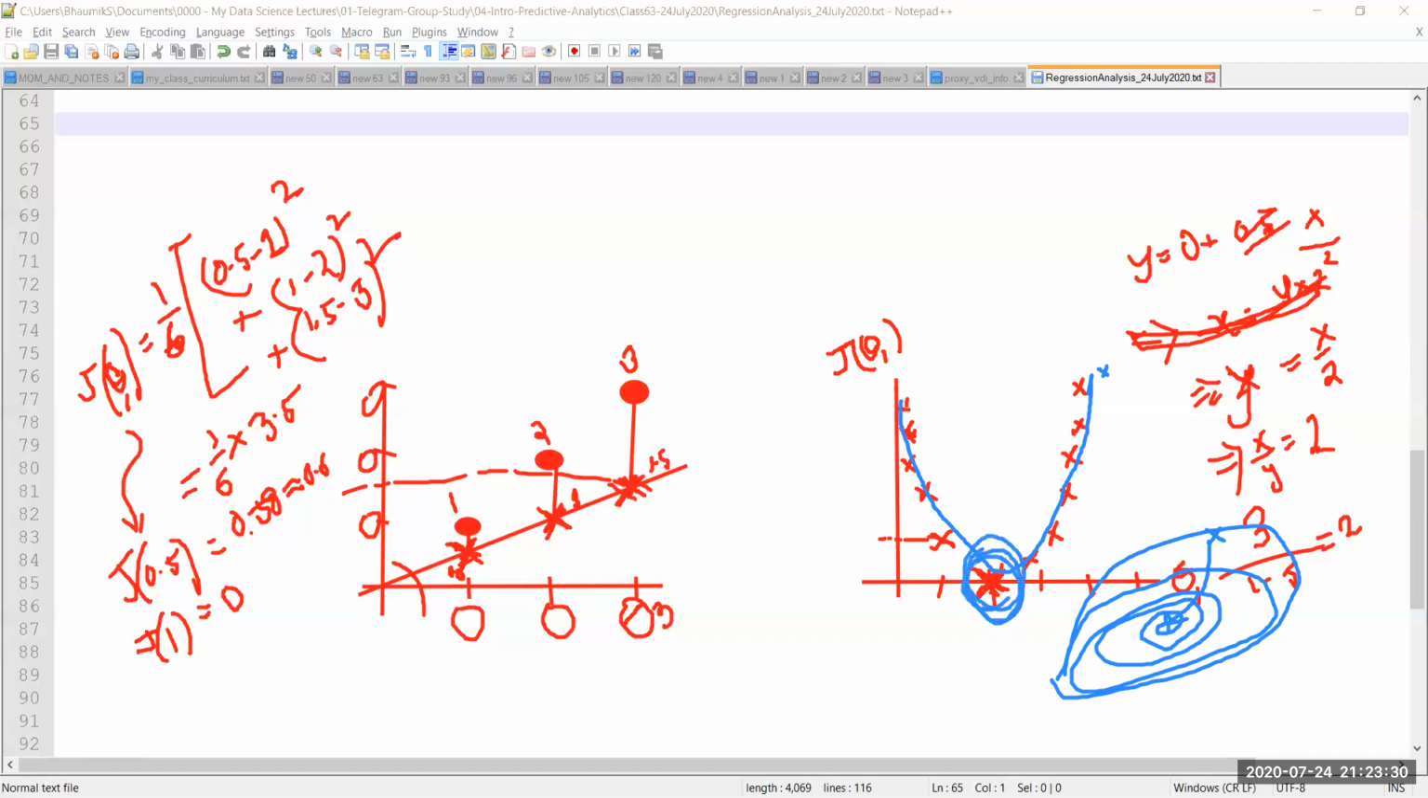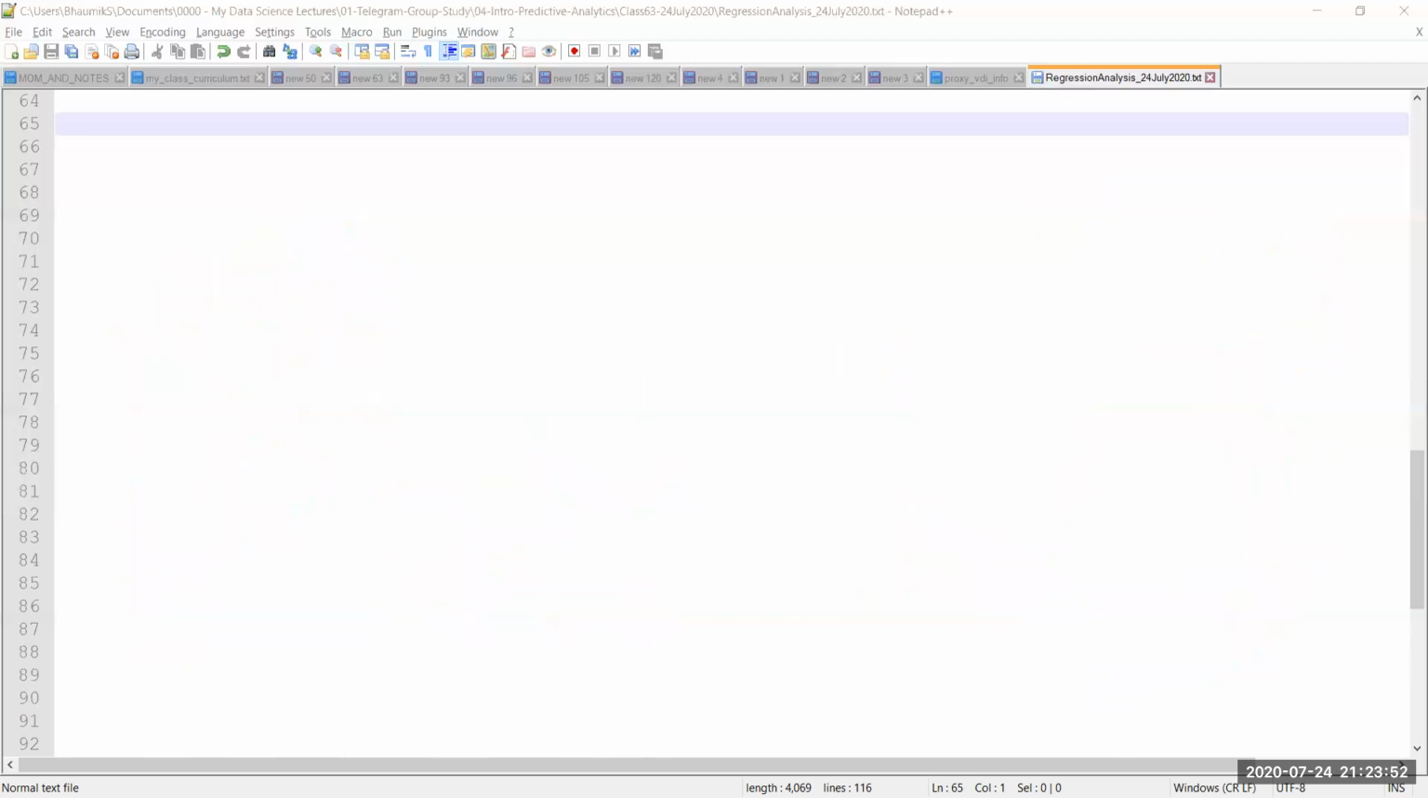Why do I need to come here? Because this is where J of theta 1 is equal to minimal. So I have to come here. Obviously, I cannot come here. In a real life use case, theta 0 may not be equal to 0 always. So you may not always be able to come down here, but there is a probability of coming down here. So that's exactly what we are doing.